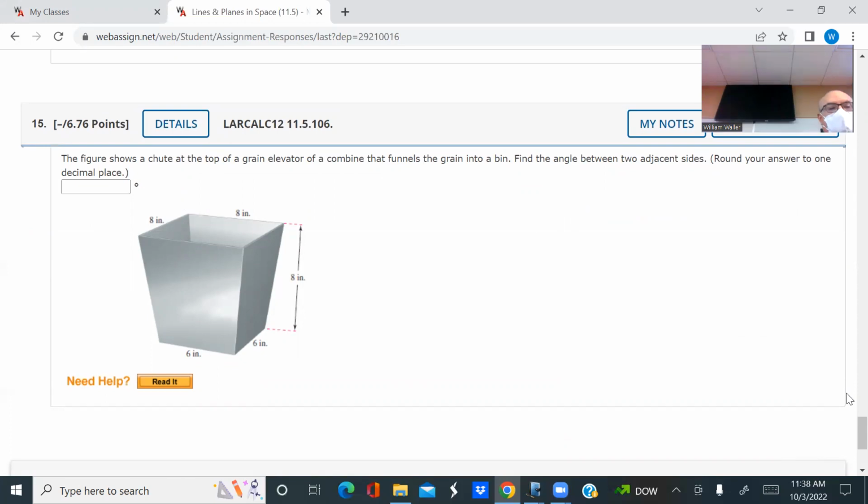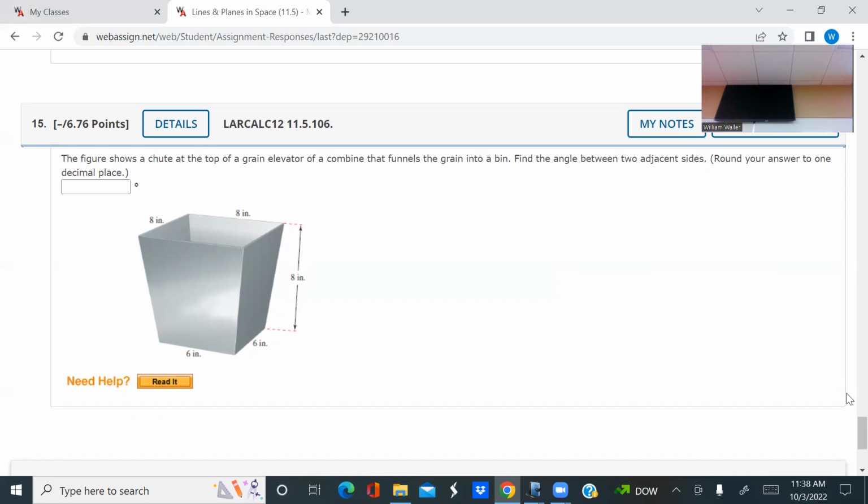So I just wanted to look at this one just to remind you a couple of facts that we'd already learned before the test. And I think there was a problem related to this on the test, but not a stated problem like this one.